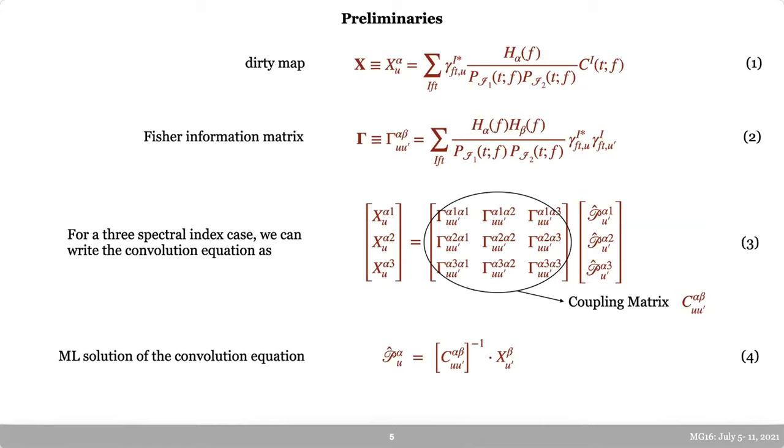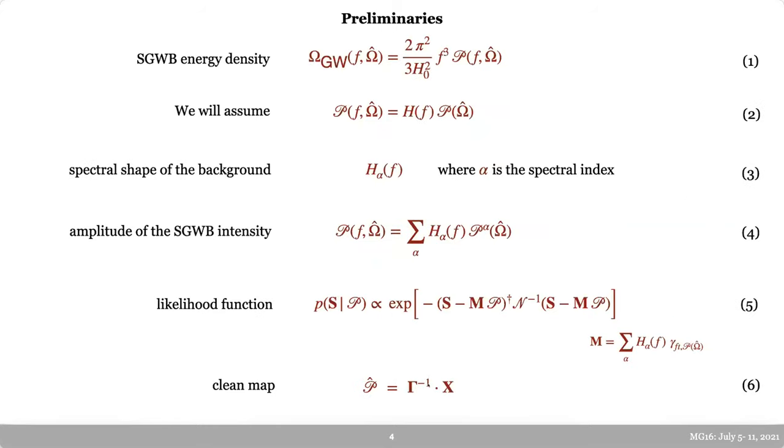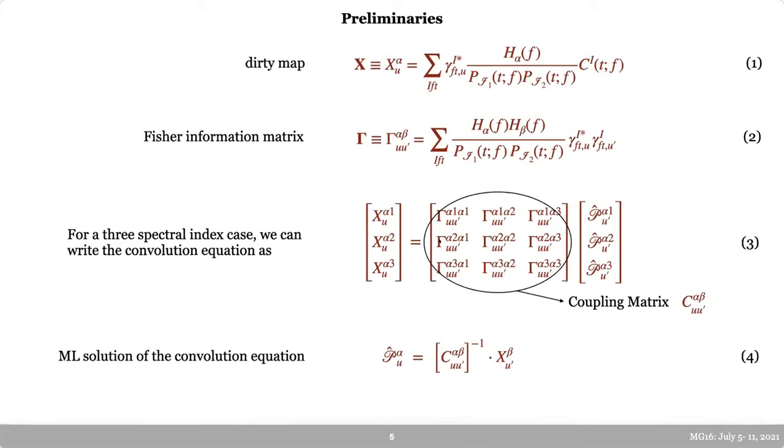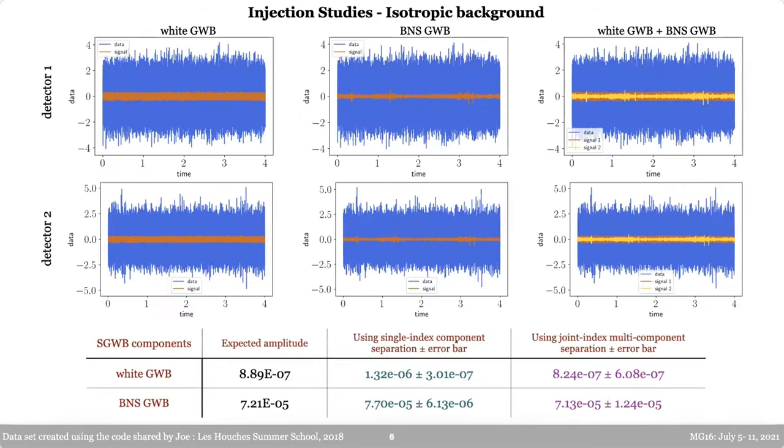And if we assume that there are three spectral shapes, we can rewrite the previous convolution equation as a matrix multiplication in this way, where the central term, this 3x3 matrix, is the coupling matrix, which gives us the covariance between the spectral shapes. And since U prime is there, it describes the covariance between the pixels as well. Then the maximum likelihood solution, which gives us the individual components, can be rewritten in this particular equation.